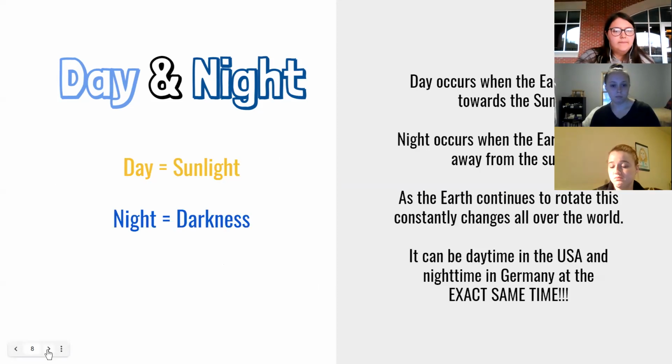Okay. All right, so as we just talked about, in the day, we're going to see sunlight, and at night, we're going to see darkness. So day occurs when the Earth is facing towards the sun, but night occurs when the Earth is facing away from the sun. And as the Earth continues to rotate, this constantly changes all over the world. So it could be daytime where you are, but if you were in like Germany or Russia or somewhere, it might be nighttime because it's not going to be exactly the same unless you're in the same area. So different parts of the world, if they're opposites, are going to be experiencing the opposite, so either day or night.